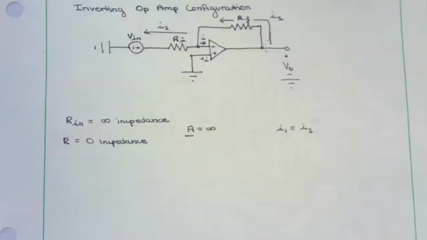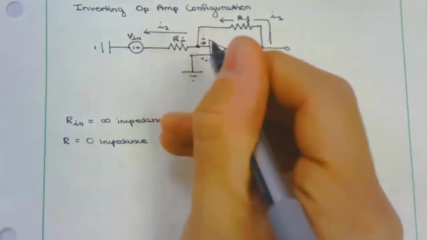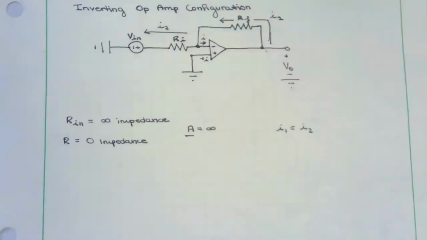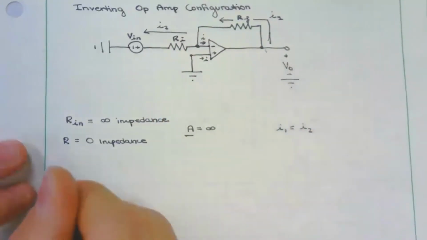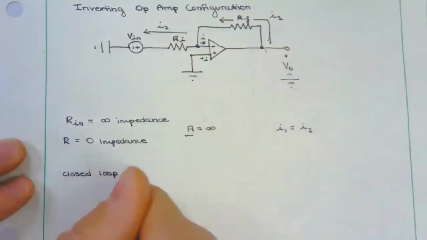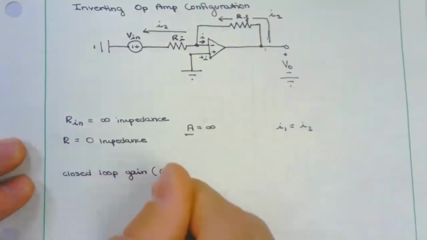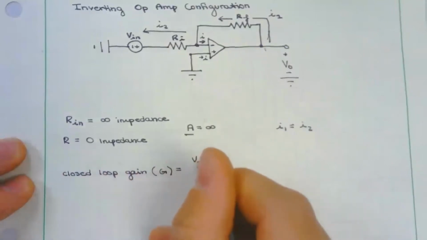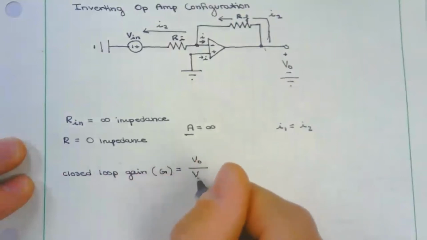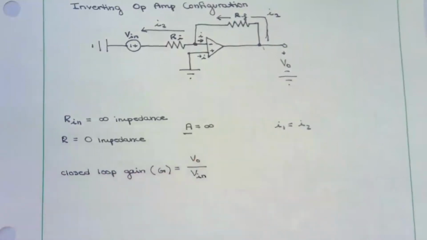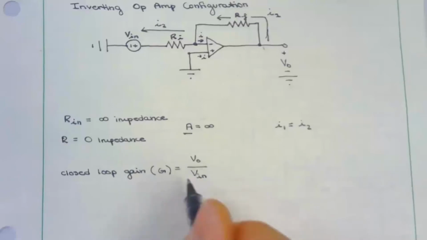So now we can derive the equation for the output and the closed loop gain, G, which is going to equal our voltage out over our V in. So by solving for V out in terms of V in, we can end up with this equation. So exactly what we're going to do.